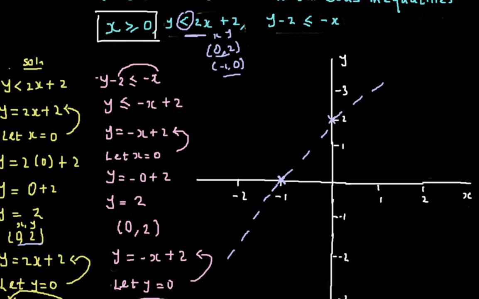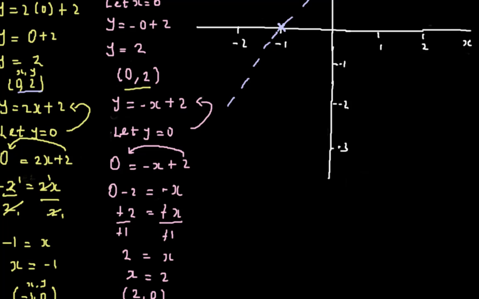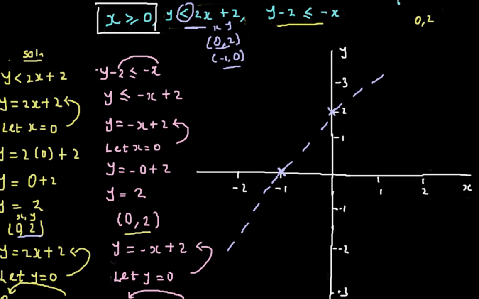Alright, let's go to the last inequality. For the last inequality, we have this. And so the set of values, we have 0, 2. And then we have 2, 0. So don't forget x, y. So for the first value, when x is 0, y is 2. So we come on the y-axis and then we mark 2. And then for the second value, when x is 2, y is 0. So we come on the x-axis and then we mark 2.